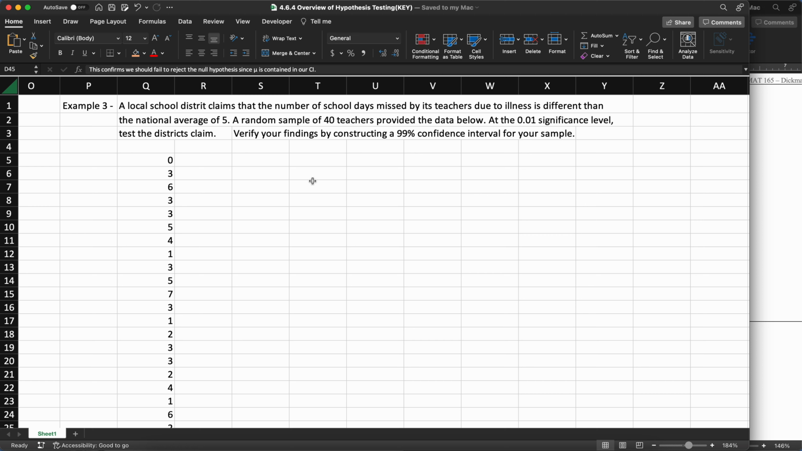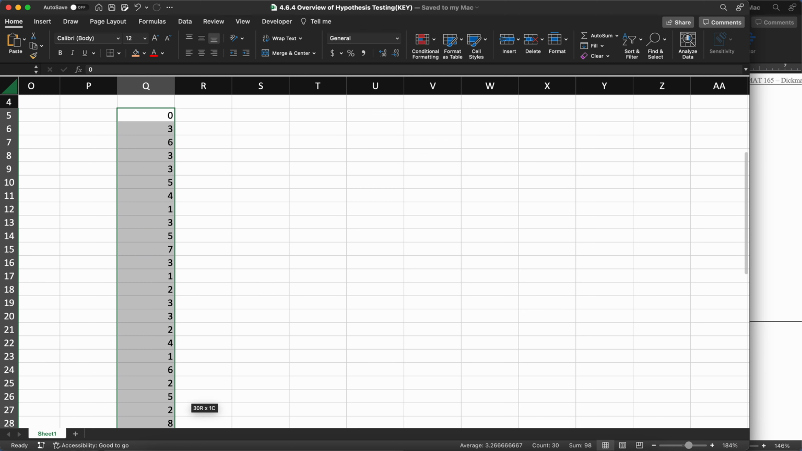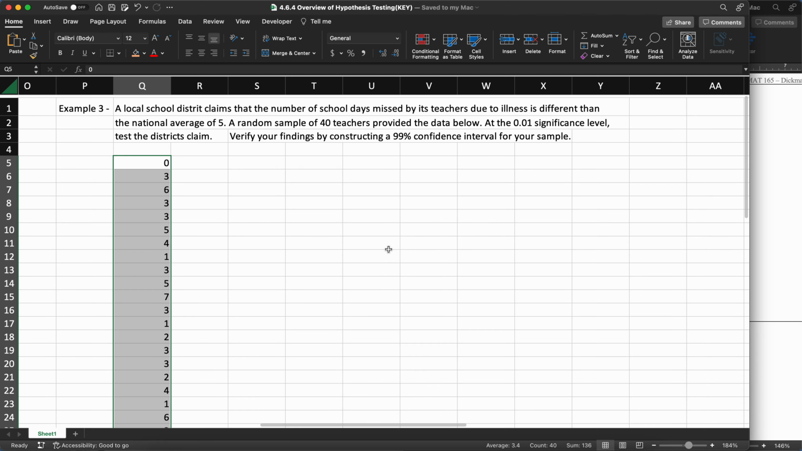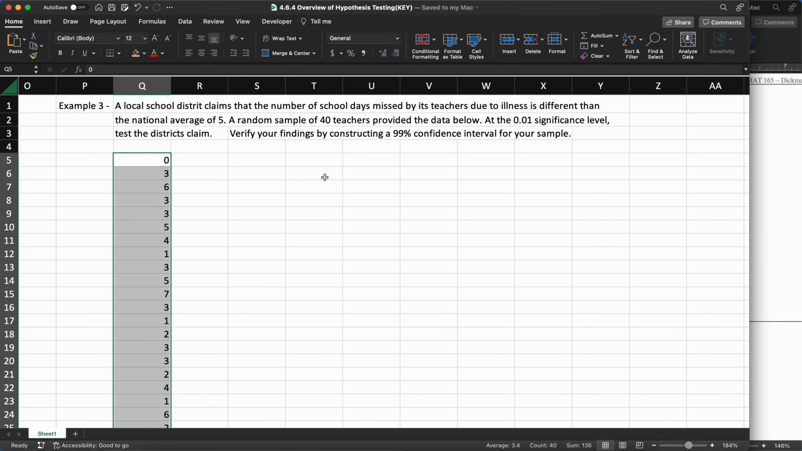Okay, so the big difference here is we're not given the mean and standard deviation. That's something we're going to have to calculate, but we have the data, so we can easily do that.